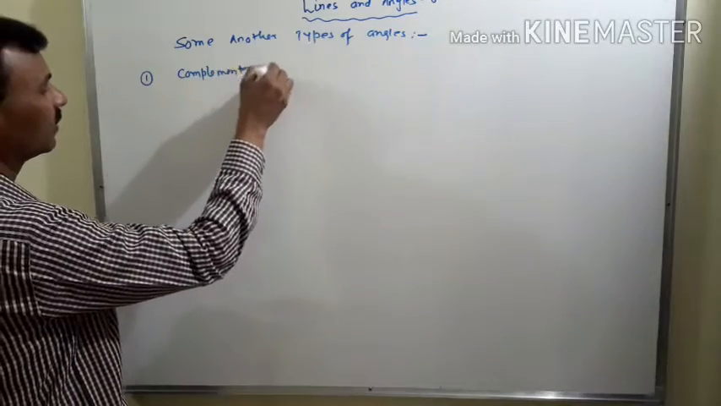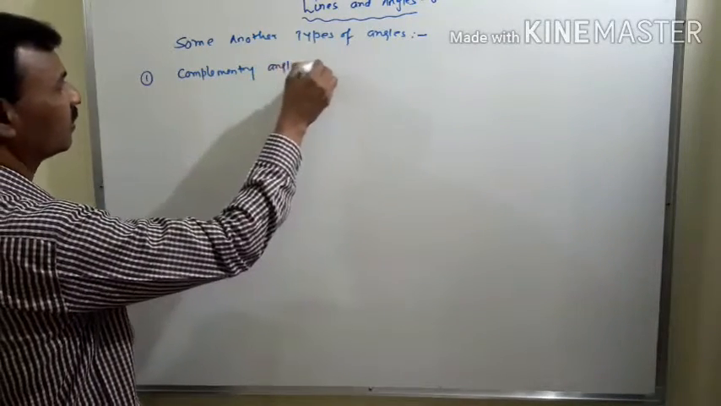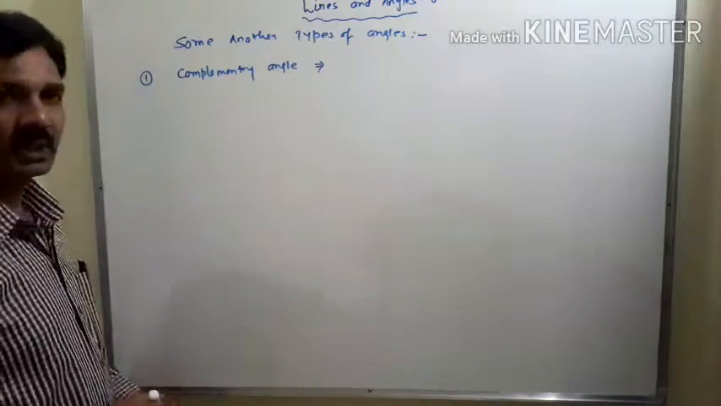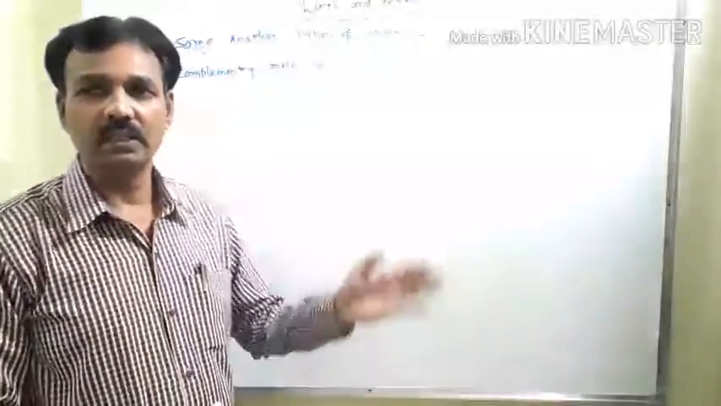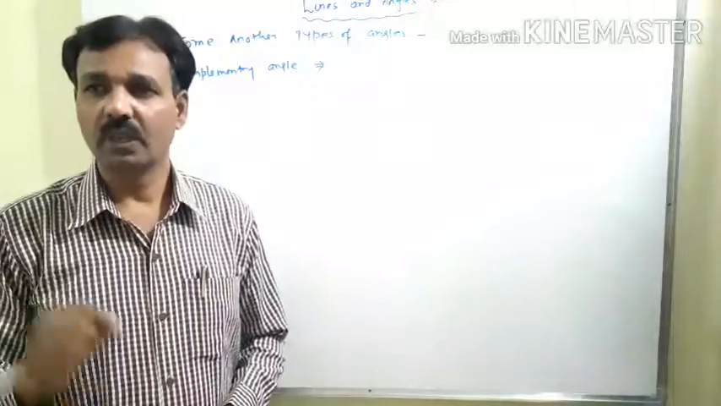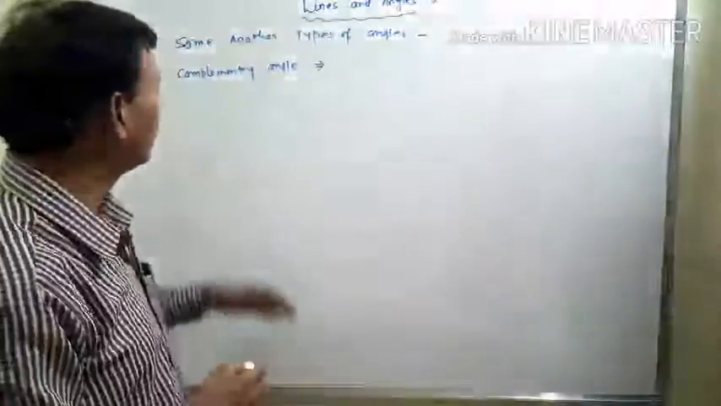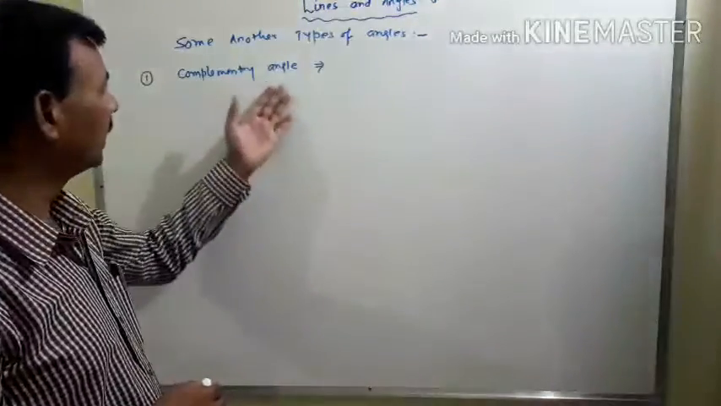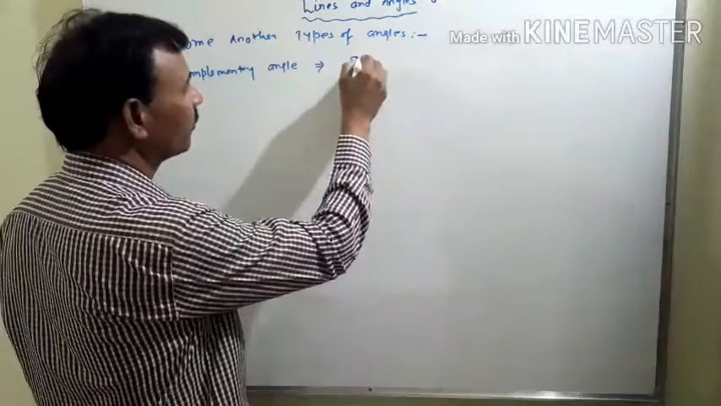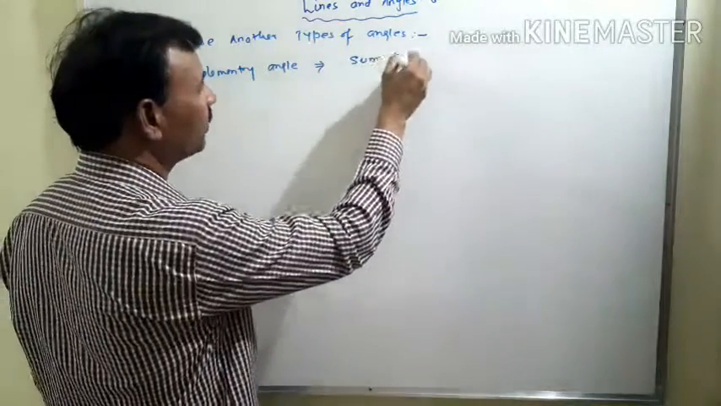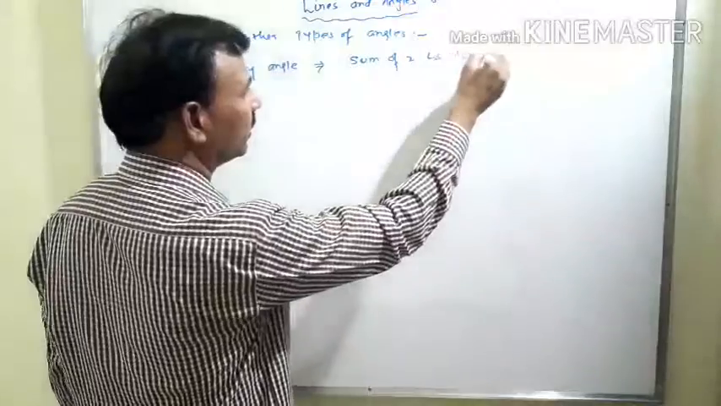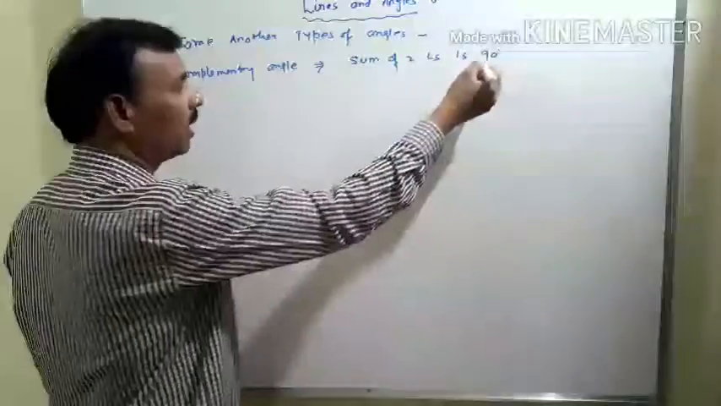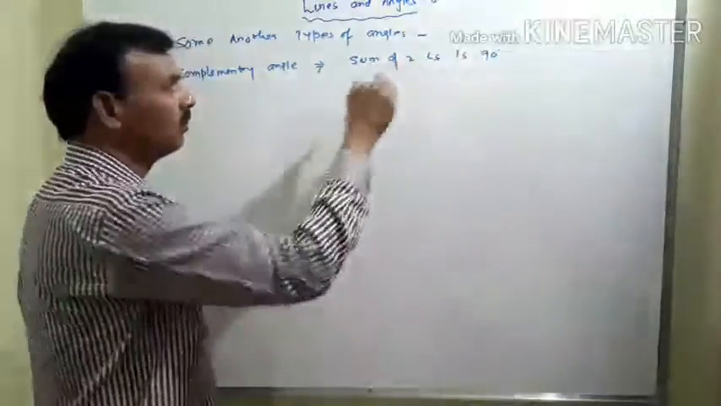Complementary angle. What is the complementary angle? If the sum of two angles is equal to a right angle, that means 90 degrees, then we can say that both angles are complementary angles. Means the sum of two angles is 90 degrees, then both angles will be complementary.